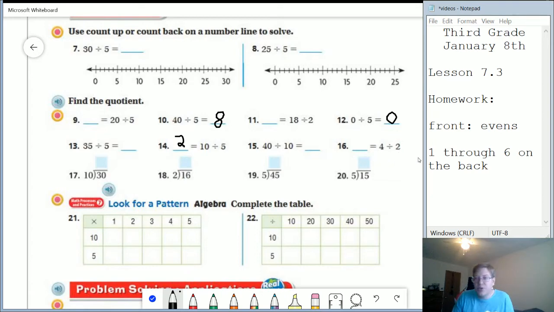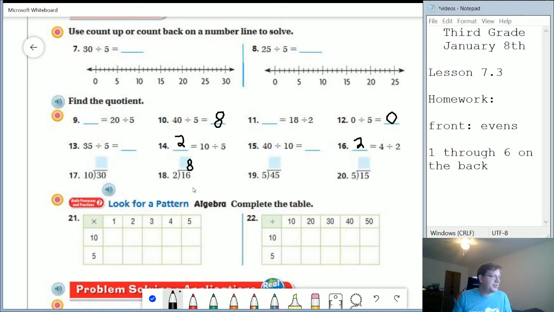Number 16, we're doing 4 divided by 2. So 2 goes into 4 2 times. So 2, and then the second group of 2 would give us 4. Number 18, 16 divided by 2 is going to be 8. So if I did the same thing that I did before, 2, 4, 6, 8, 10, 12, 14, 16. So 8 times 2 gives me 16.